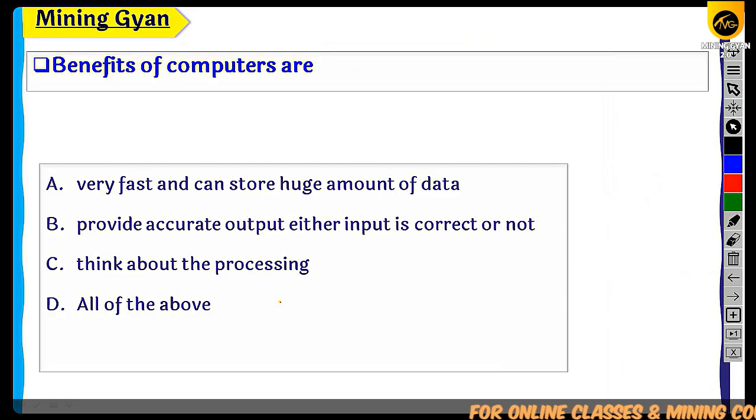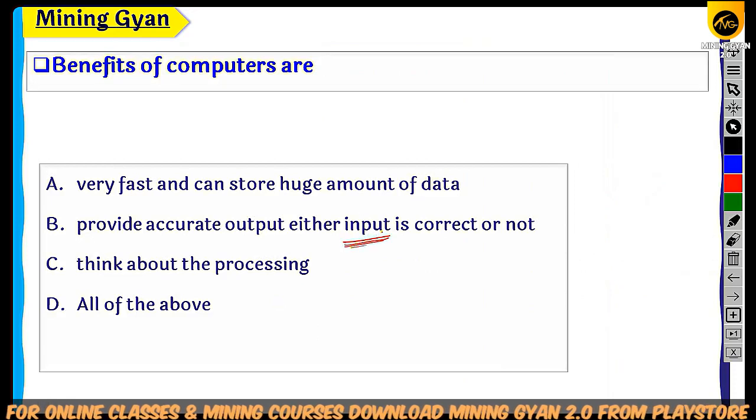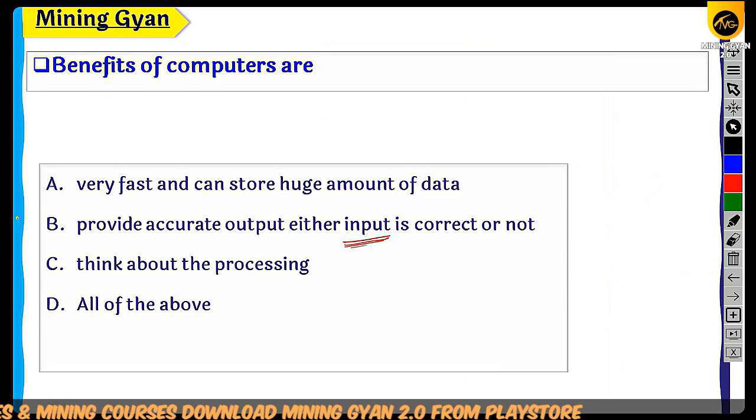The second one is provide accurate output whether the input is correct or not. If the input is incorrect, then the output will also be incorrect, because it totally depends on the input, instruction, or programs that are used as input. If the input is wrong, then the output will also be wrong. So that's why B and C are not benefits of the computer. Option A is the correct answer: very fast and can store a huge amount of data.